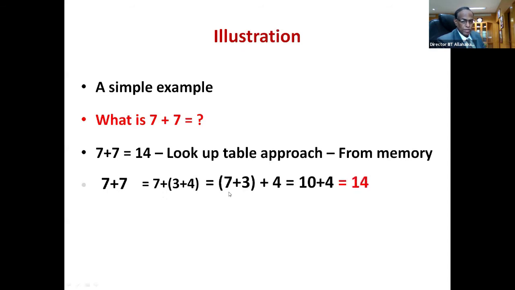So I shall change that: 7 plus 3 and then 4, it becomes 10. 10 plus 4 is 14. This does not require memory at all. You need not memorize. You can use your intelligence, plan a method, understand, plan a strategy, and solve the problem. Simple. That's all.